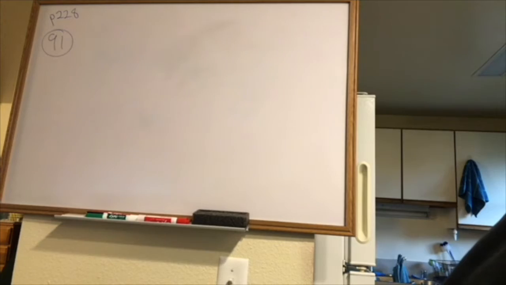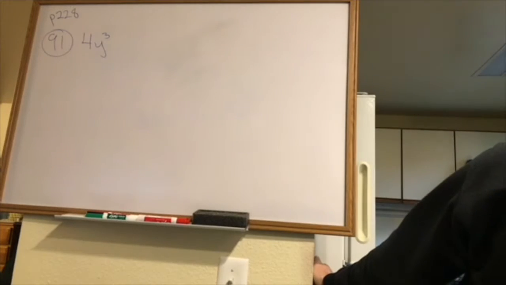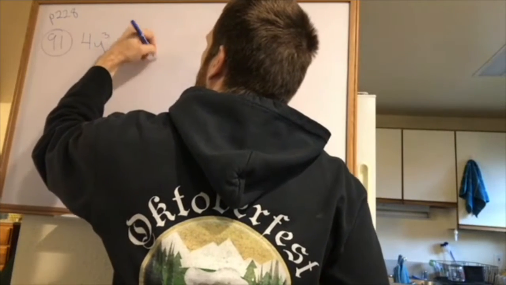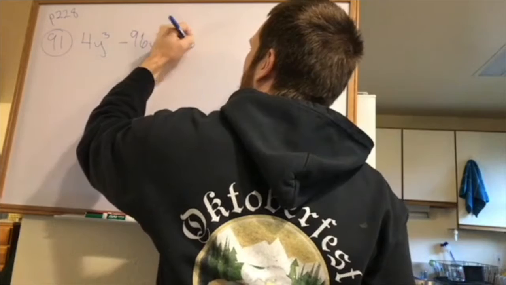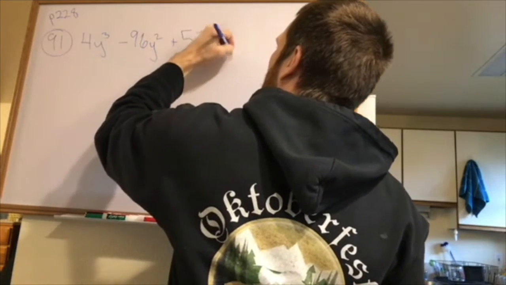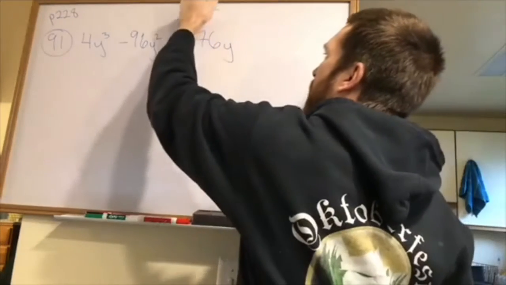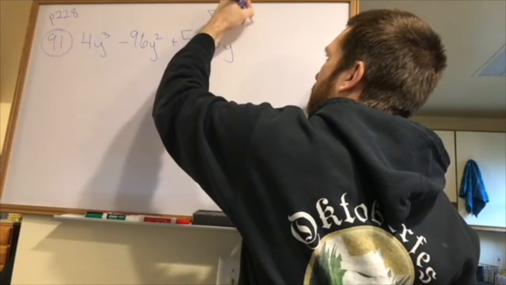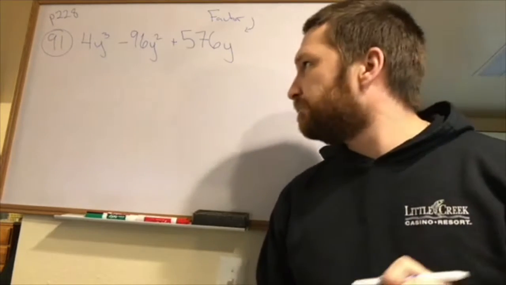91 is 4y cubed minus 96y squared, plus 576y. And we are supposed to factor that bad boy. Okay, what do you want to do first?